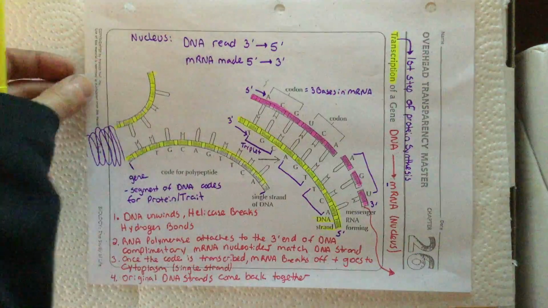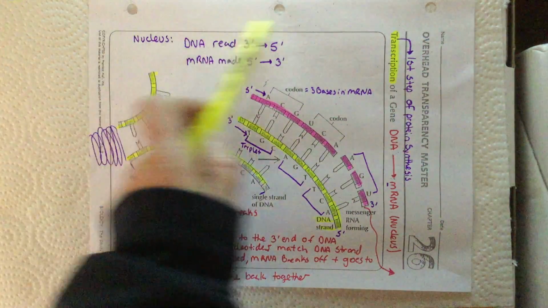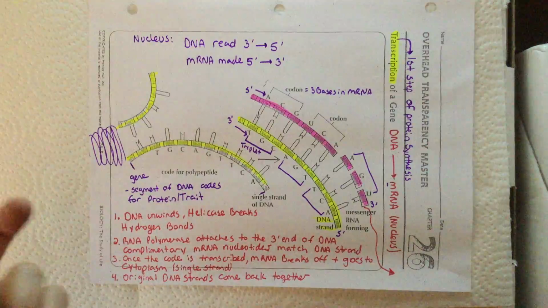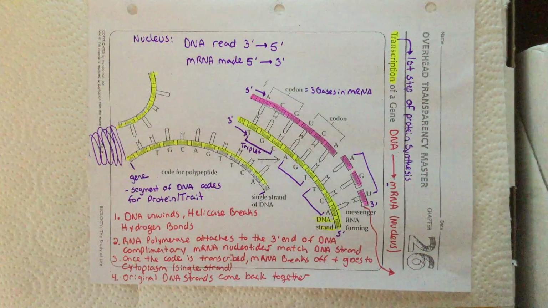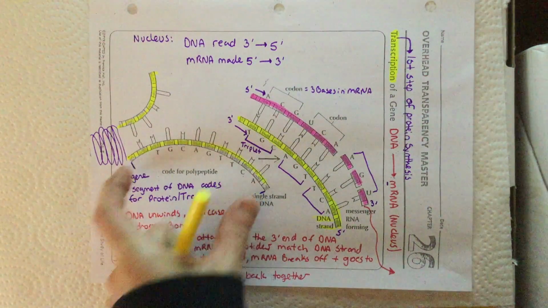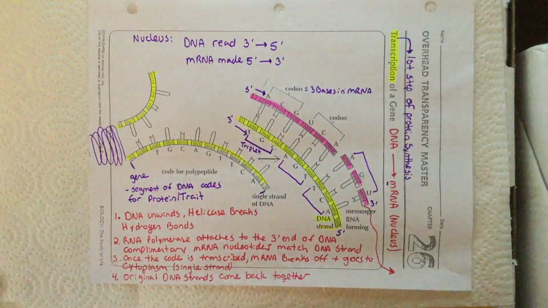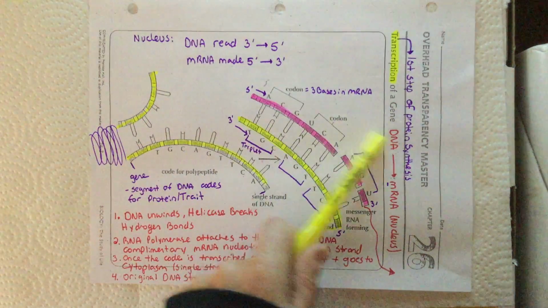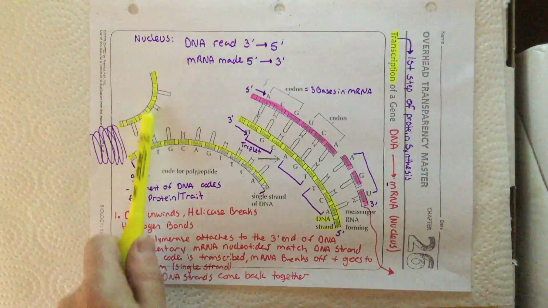Alrighty. So here's my DNA strand. Let's pretend this box is my nucleus. And we're only looking at a segment of it because we're only going to be transcribing a gene, a segment of DNA that's going to code for a protein or a trait. So this part stays all wound up. The rest of my chromosome will still be wound up. I'm only looking at this short strand.